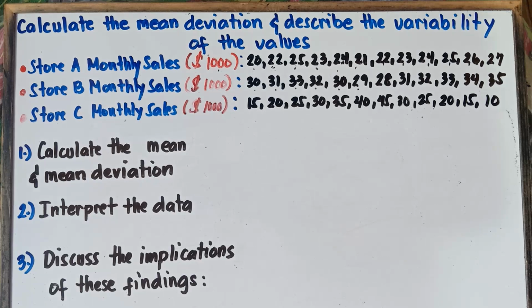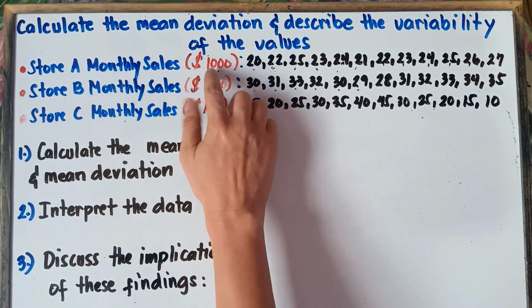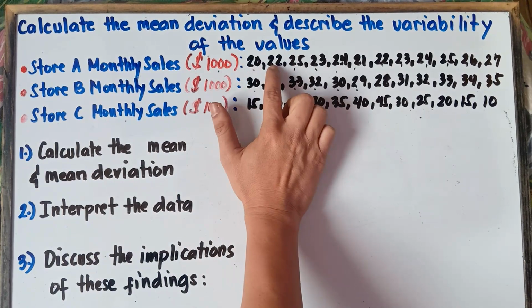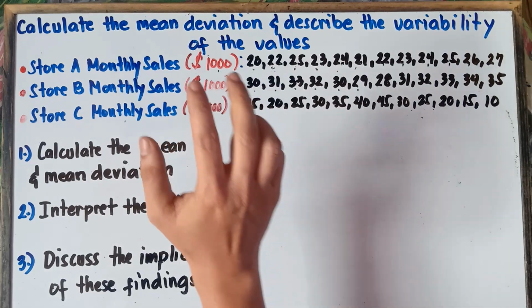So we are given monthly sales figures for the past years. That would be in $1,000. So store A, monthly sales in $1,000. We have 20 for the first month, 22 for the second month. So therefore, once again class, that would be in $1,000.